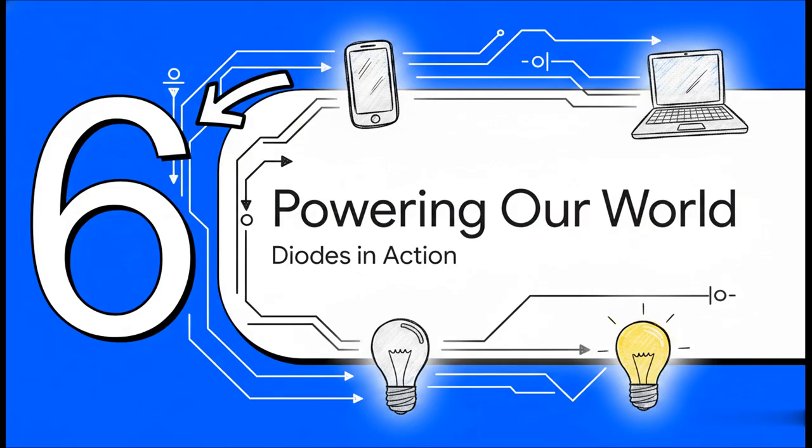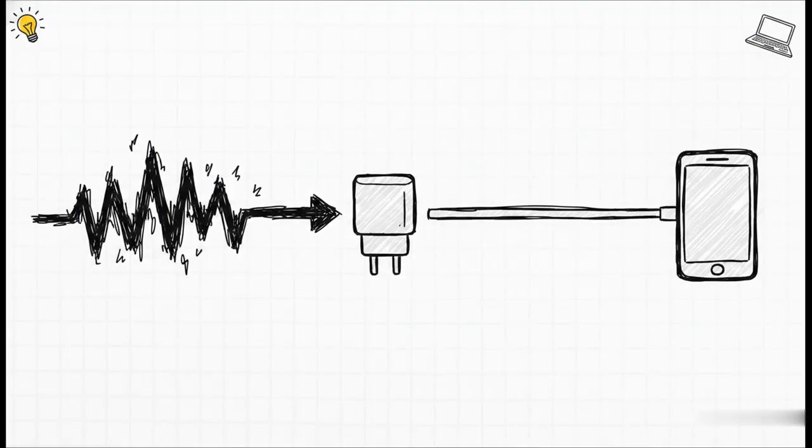And finally, Part 6, powering our world, diodes in action. Let's talk about why this matters directly to you. The reality is, you cannot get through a single day without interacting with thousands of diodes. When you plug your mobile charger or laptop adapter into the wall, diodes are acting as rectifiers, converting that chaotic AC wall power into the smooth, steady DC power your battery desperately needs. They're regulating voltage, they're rapidly switching signals, and of course they are literally lighting your home with LED bulbs and capturing clean energy with solar panels. They make our modern conveniences possible.